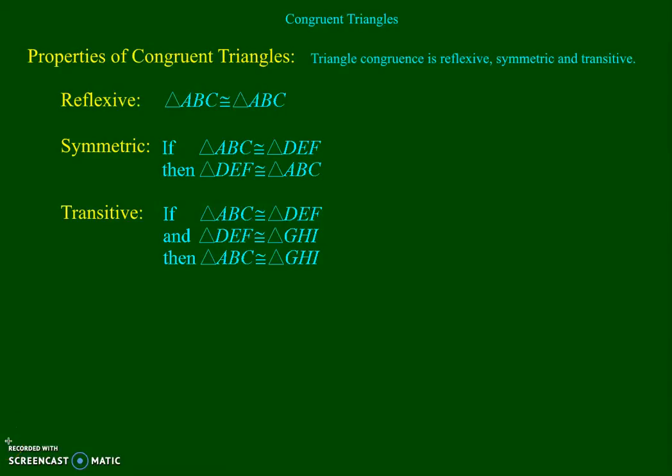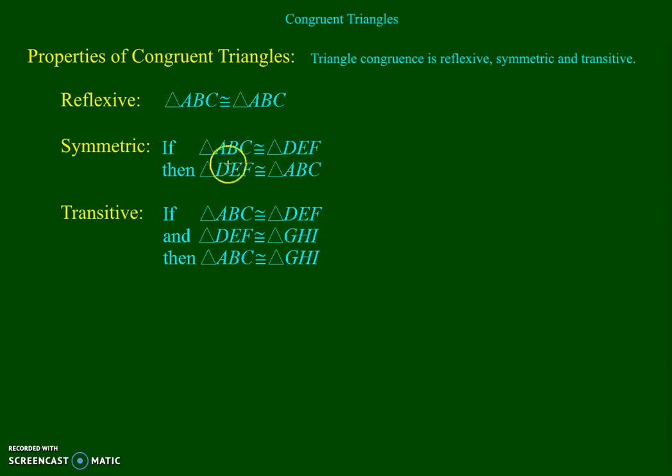This is part 4 of the series Congruent Triangles, and we're going to start this session with the properties of congruent triangles. We have had several versions of the reflexive, symmetric, and transitive property. We've talked about the reflexive property of equality, of segment congruence, angle congruence, and now we have the reflexive property of triangle congruence. We also have the symmetric property.